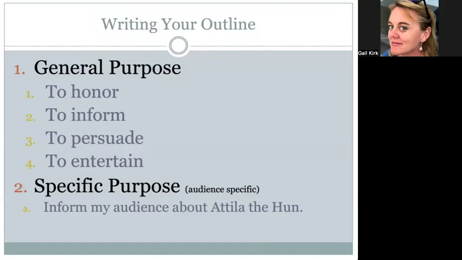Now, some communication scholars will tell you really there's only 2: to inform or to persuade. Others will say there's really only to persuade. But I would say for this speech, it's probably either to honor or to inform. And for most of y'all, it will probably be to inform for the person of interest speech and the informative speech.